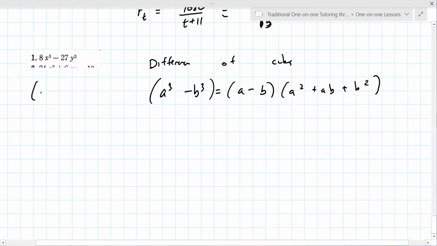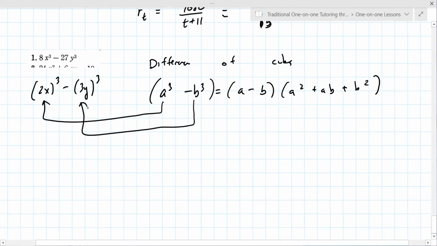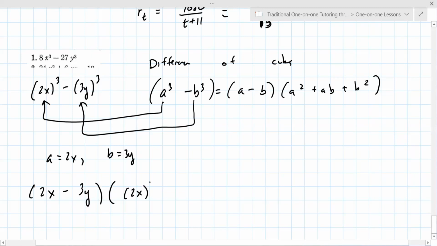So this is the hard part though, your a and your b are what I've put in parentheses. That's your a, that's 2x, and your b is 3y. Some students make mistakes of not figuring that out. So if your a is 2x and your b is 3y, you just map them in here. So this becomes 2x minus 3y, and then it's 2x squared. You have to square the whole thing. Then it's 2x times 3y plus parentheses 3y squared.